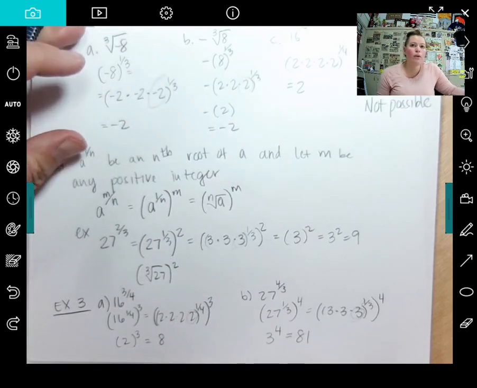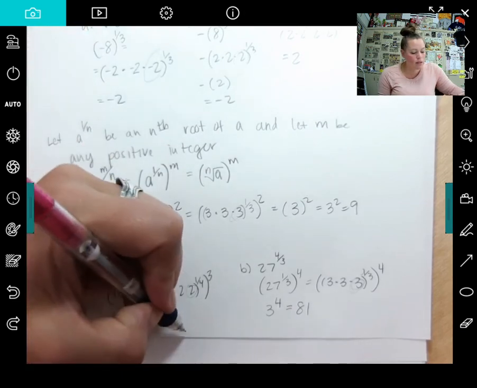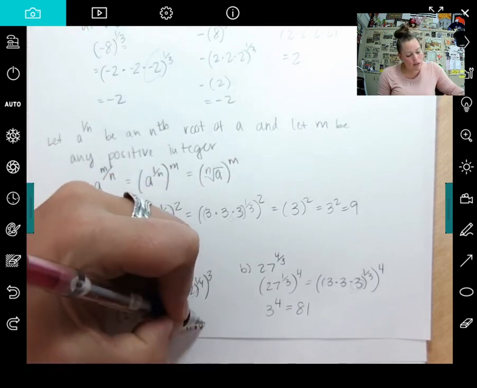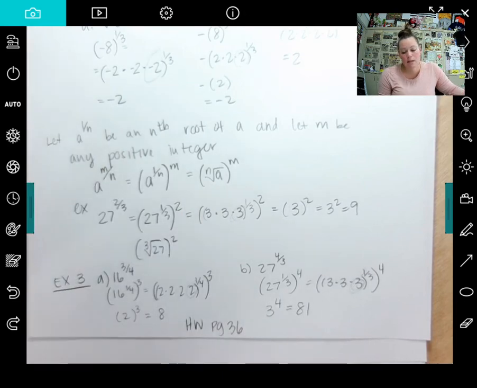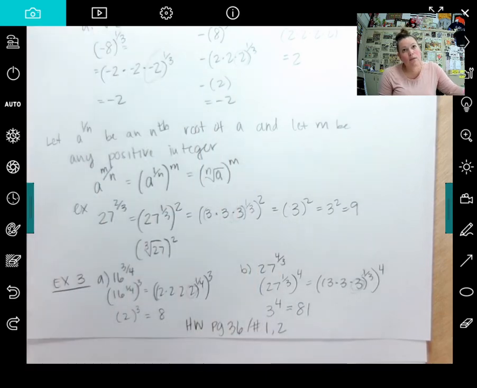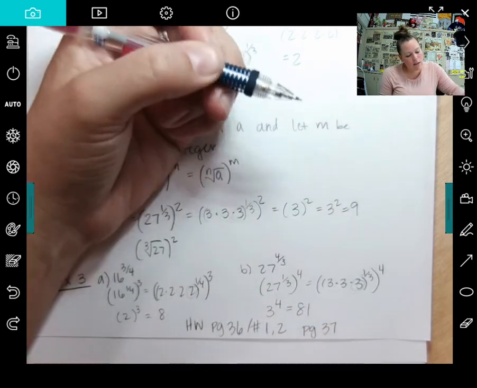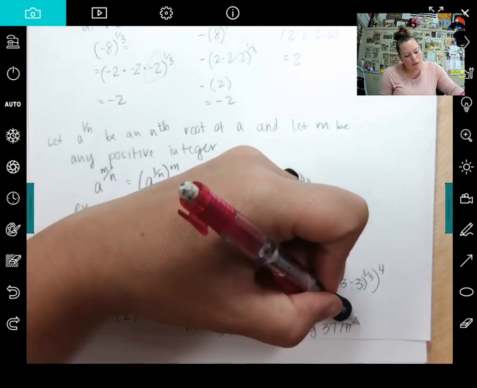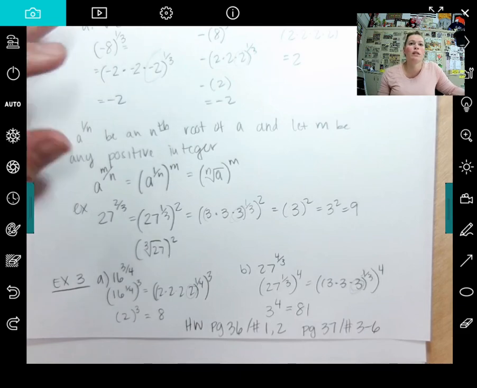So your homework that goes with this lesson is going to be in 2 different places. So the homework is going to start on page 36, and it will be numbers 1 and 2. And then it's going to be on page 37, numbers 3 through 6. So not too many homework problems tonight.